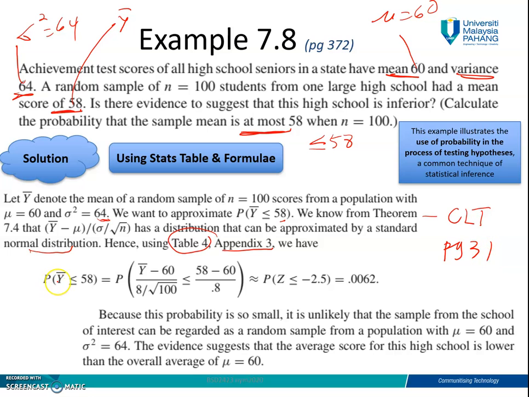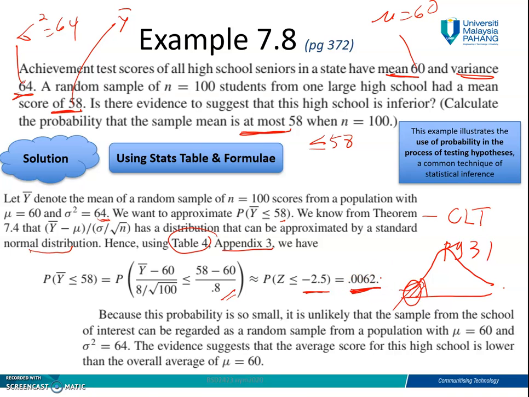So basically you have this probability, Y bar less than 58. Here, using the central limit theorem, which is Y bar minus mu over sigma over square root n, where sigma is 8 and square root n is 10. When you simplify this, you get negative 2.5. Since it is negative, the area is at the left. So now look up Z of 2.5, you will get 0.0062.